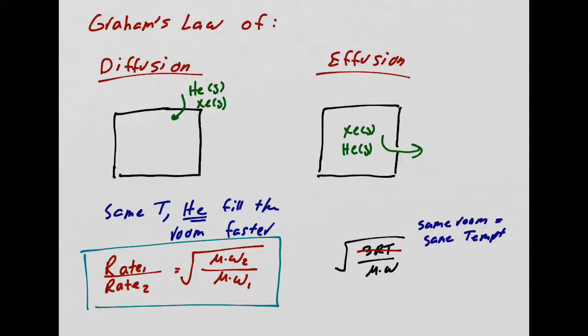If you're in the same room, that means you have the same temperature. So now when you're comparing gases, the only thing that matters is the molecular weight. Comparing the molecular weight will tell you which one is going to fill up the room faster, which one is going to have a faster diffusion or effusion. We're good? Beautiful. Let's do a practice problem to see how we use this.